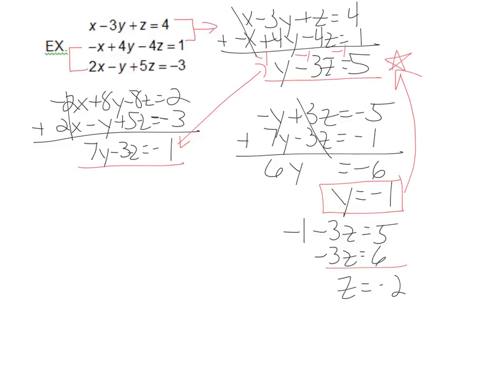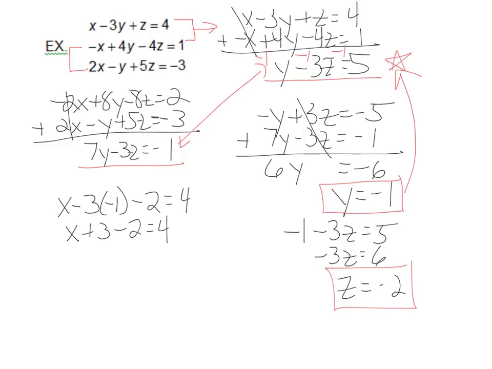Now I have y and z. I can go back to my original 3 equations and just pick any one of them, plug in the y and the z, and I can solve for x. I'm going to do the one that was on the very top of the original 3 equations, and I'll have x minus 3 times negative 1, and then the z was minus 2 equals 4. So that would be x plus 3 minus 2 equals 4. x plus 1 equals 4. x equals 3.